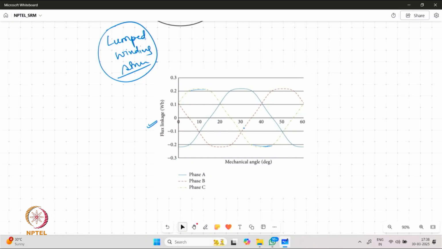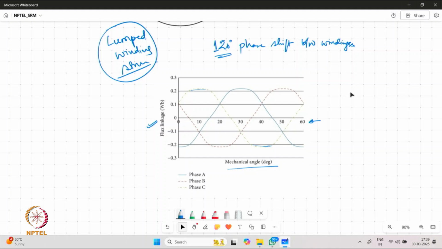However, because the windings are arranged in a symmetrical fashion, which means that we have a 120-degree phase shift between windings, the same phase shift is observed in the flux linkage also. This 120 degrees corresponds to the electrical angle. So based on the number of poles, we may find the mechanical angle also computed in that manner.